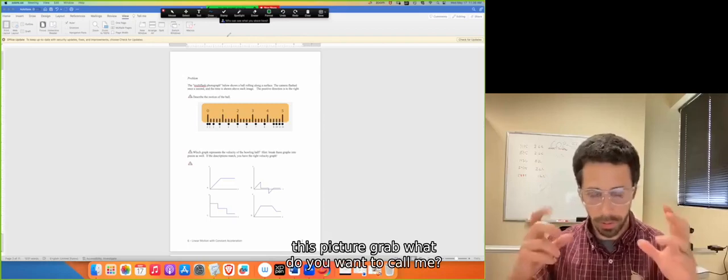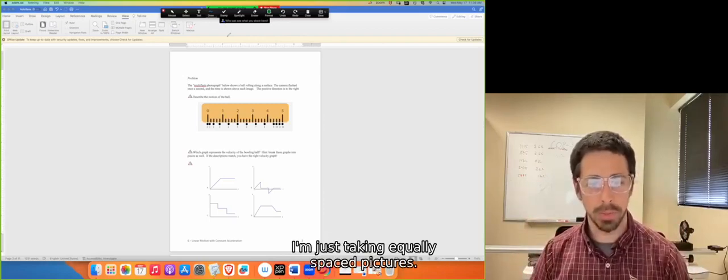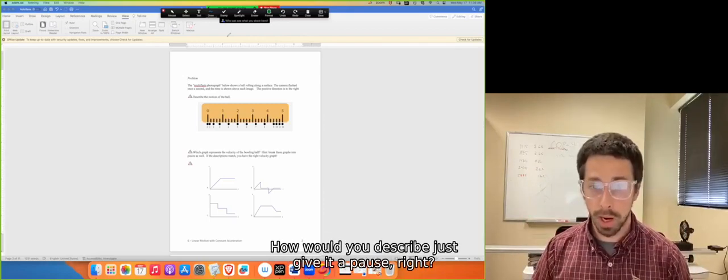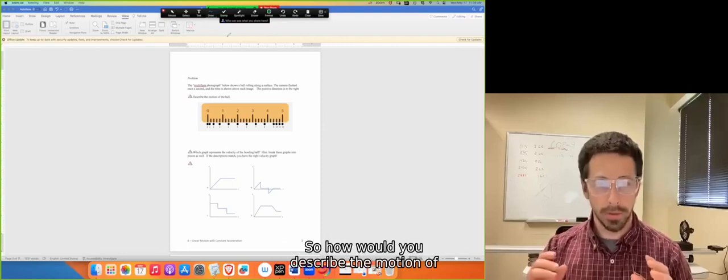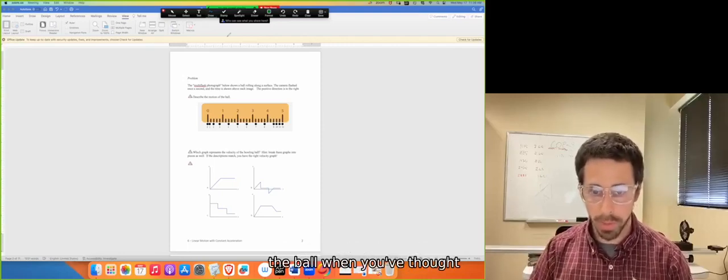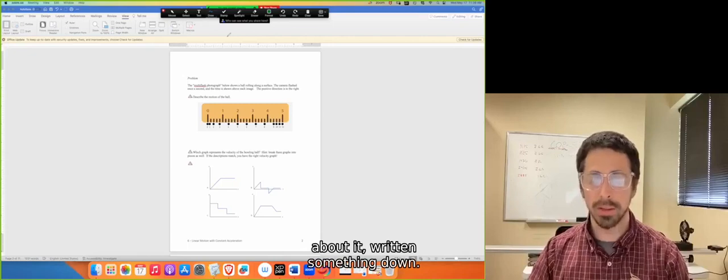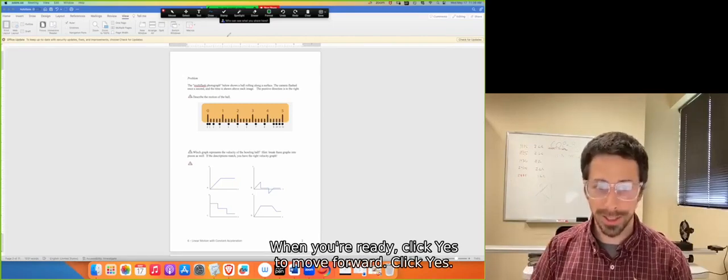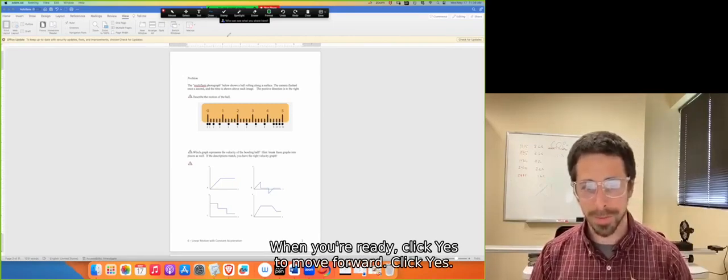this picture graph, what do you want to call it? Just taking equally spaced pictures. How would you describe, just give it a pause, right? So how would you describe the motion of the ball? When you've thought about it, written something down, and you're ready to move forward, click yes.